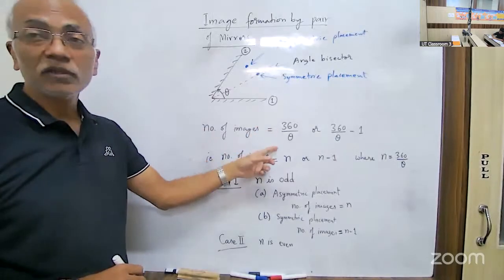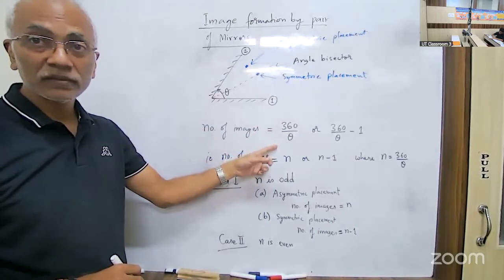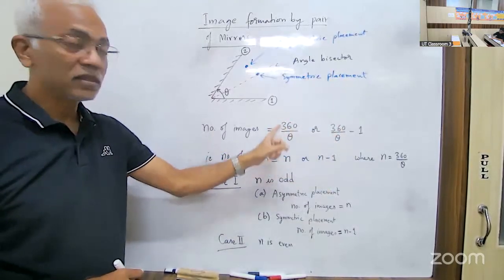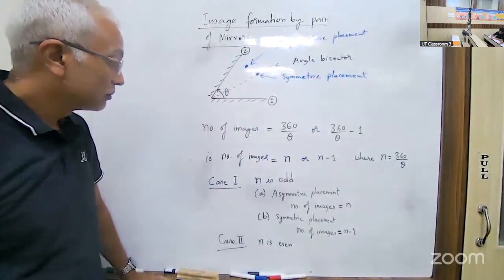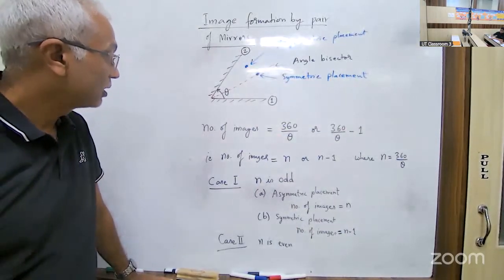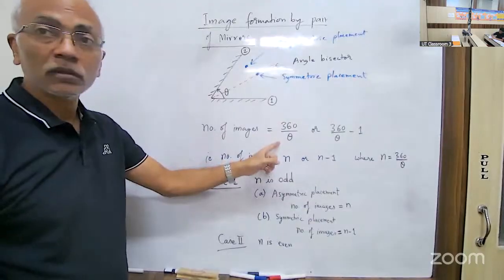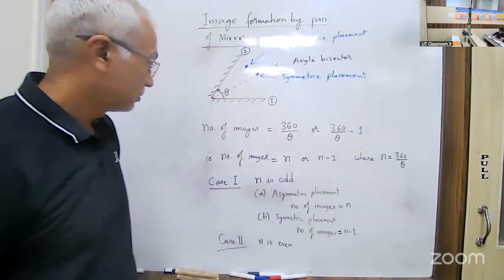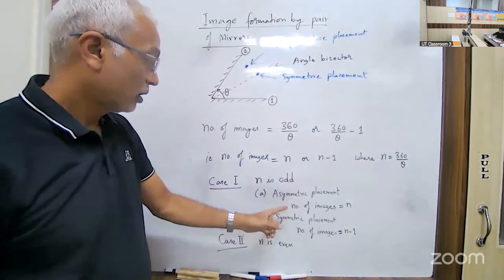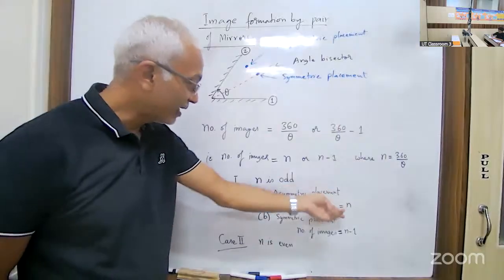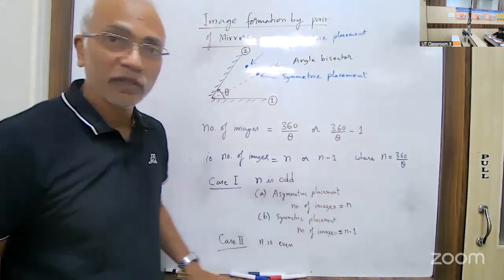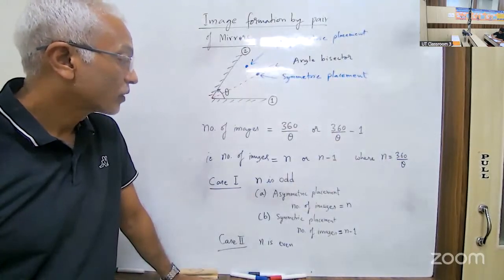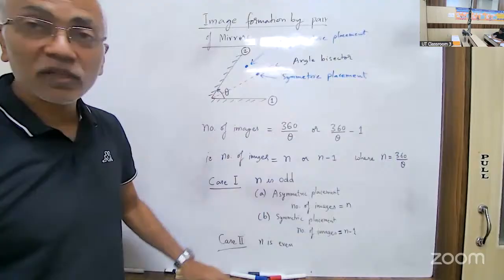n है 360 by theta. n नंबर ऑफ इमेजेस नहीं है, n जिसका आंसर है. सर ऊपर लिखना है कि n नंबर ऑफ इमेजेस. कहाँ लिखा है? वेयर n. ऊपर. हाँ, तो इस केस में n ही नंबर ऑफ इमेज है, क्योंकि ऊपर लिखा है कि n 360 बाय थीटा है. अरे तो वही नंबर ऑफ इमेज होगा, असिमेट्रिक प्लेसमेंट.